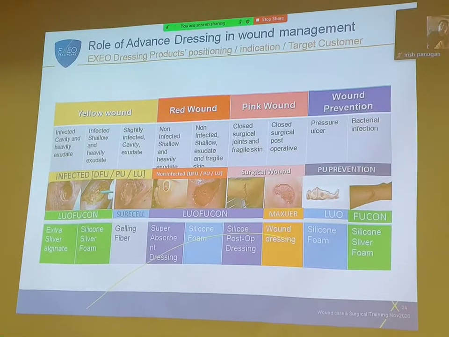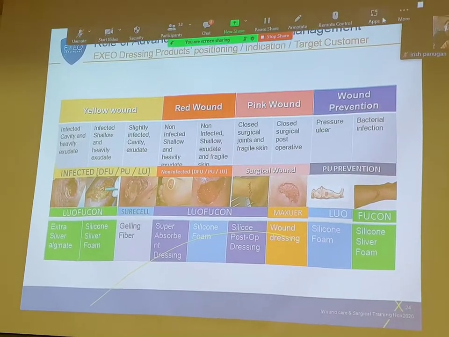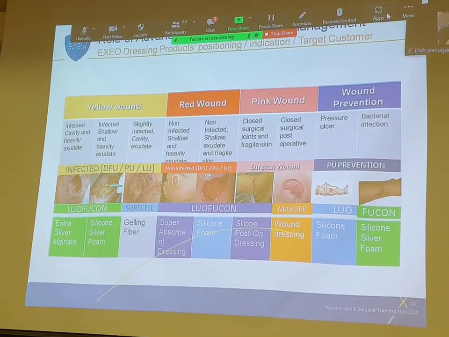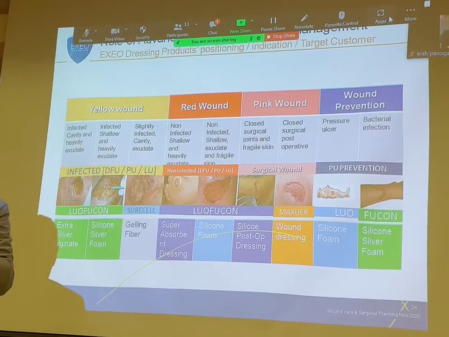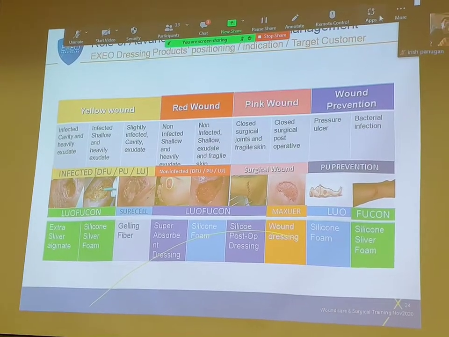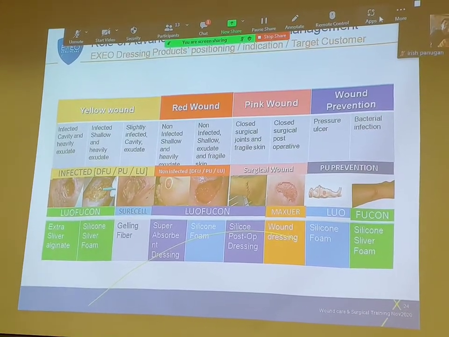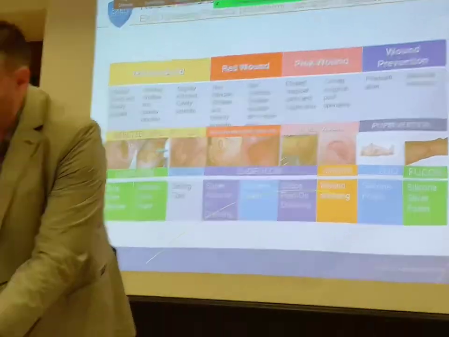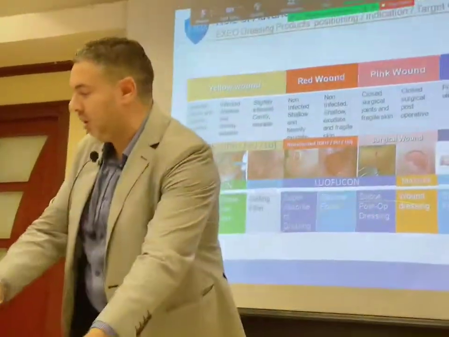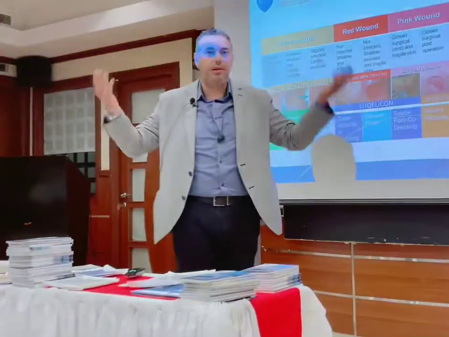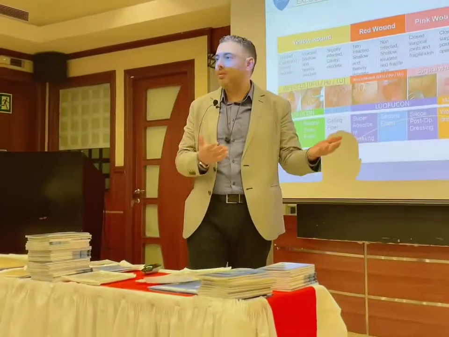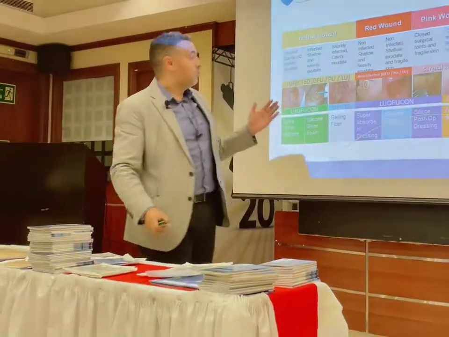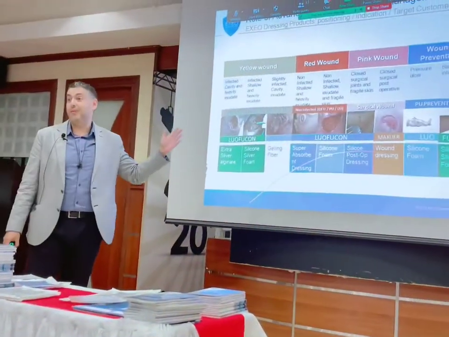So now we are talking about our advanced dressings in the management of the wound. If you have a wound or you want to prevent a wound, which type of these dressings can you use with which type of wound? You have here a lot of dressings. How can I manage that? What is the difference between all of them? So we have to first use this classification.